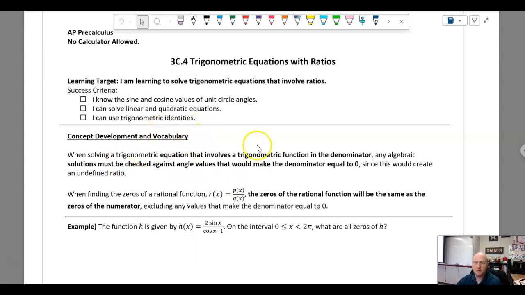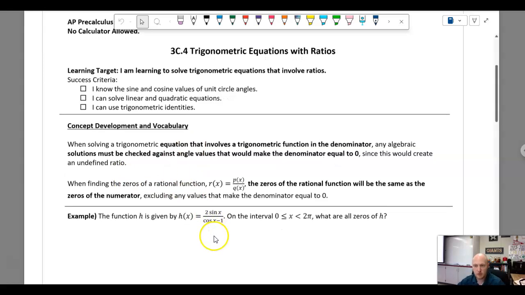When solving a trigonometric equation that involves a trigonometric function in the denominator, any algebraic solutions must be checked against angle values that would make the denominator equal to 0, since this would create an undefined ratio. Pretty much what we do is we always look at the denominator and find any excluded values or excluded angles, because these would be extraneous solutions, answers that we have to throw out.